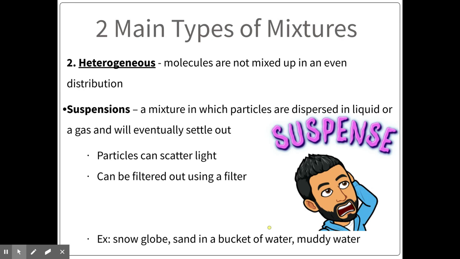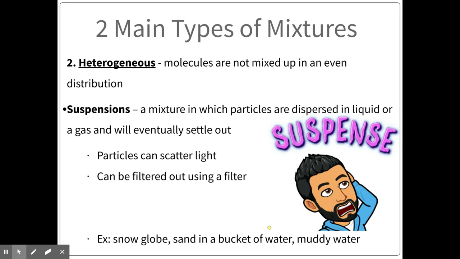The next type is heterogeneous. Remember, in a couple that's different genders, heterogeneous have molecules that are not mixed up in an even distribution. As a matter of fact, they settle out to the bottom. Parts of them are heavier and they sink, and parts of them stay at the top. That's why they're called suspensions, because they suspend in layers. In a suspension, particles are ultimately dispersed, but then they will settle out into layers.